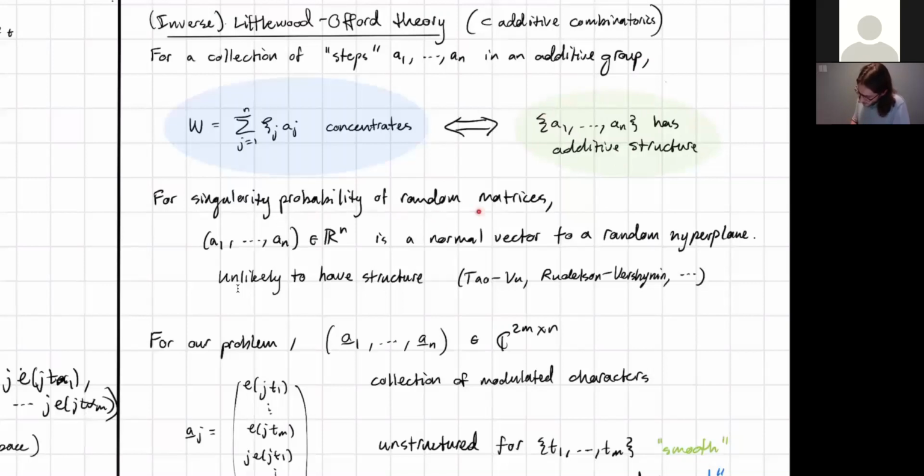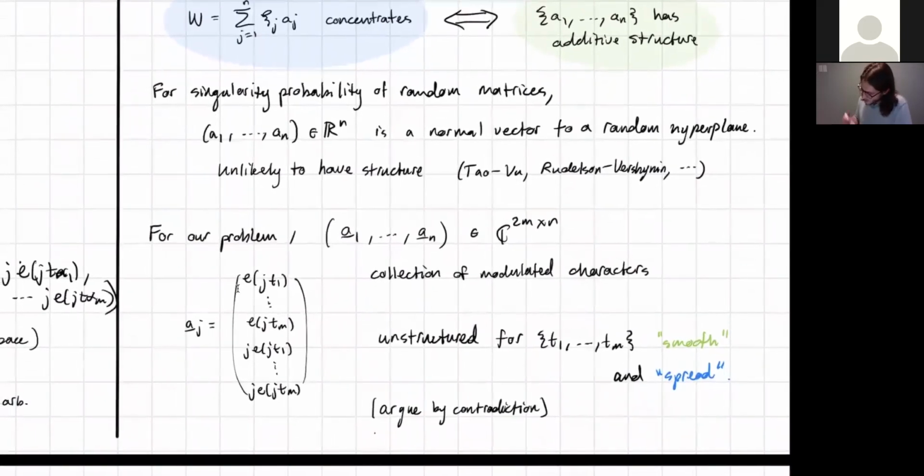This was a big deal in random matrices, where these steps were coming from a normal vector to a random hyperplane. You could show with high probability that normal vectors don't have coefficients with additive structure, which leads to really nice properties for these dot products. In our problem, we have to do a similar thing, but it's a completely different problem, because this isn't a normal vector to a random hyperplane. This is a deterministic collection of vectors, and we have to somehow use the quantitative irrationality properties of these points t 1 up to t m in order to show the smoothness of the distribution. Okay, and I'll just stop there.